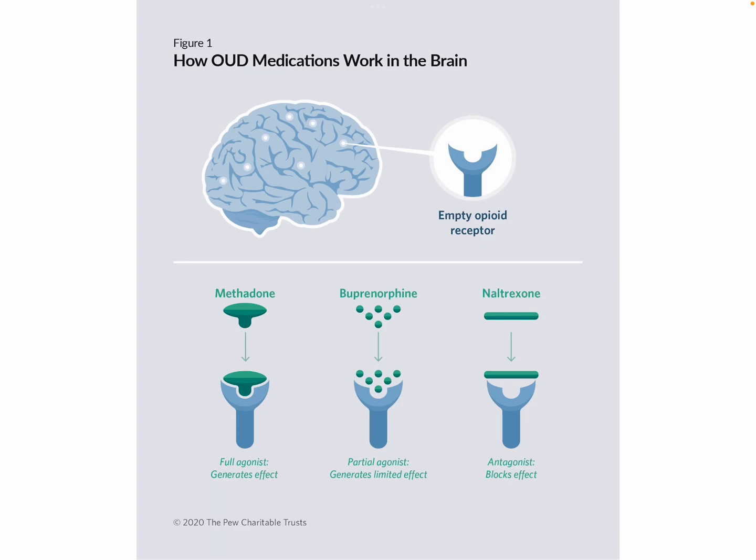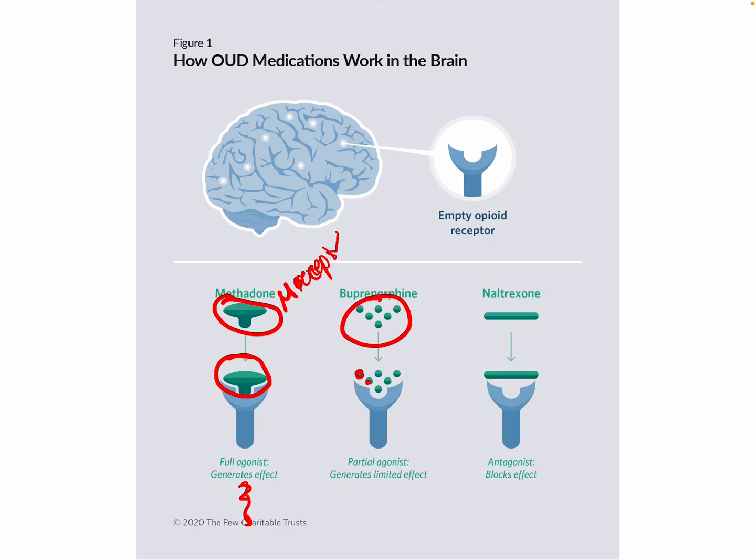So I put this slide in here so you guys can see the difference between methadone and buprenorphine as far as how they work. So methadone is a pure mu-opioid receptor agonist. So once it gets onto this receptor, it's a full agonist and it will generate its effect.